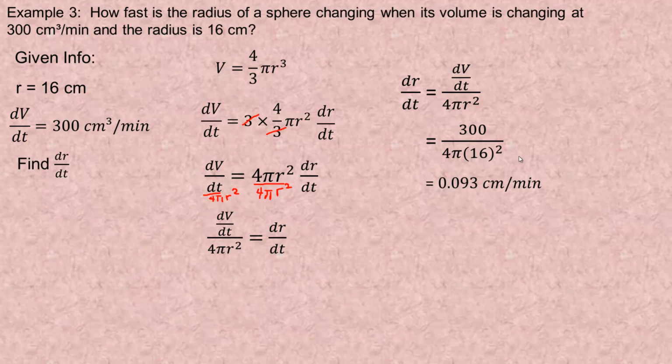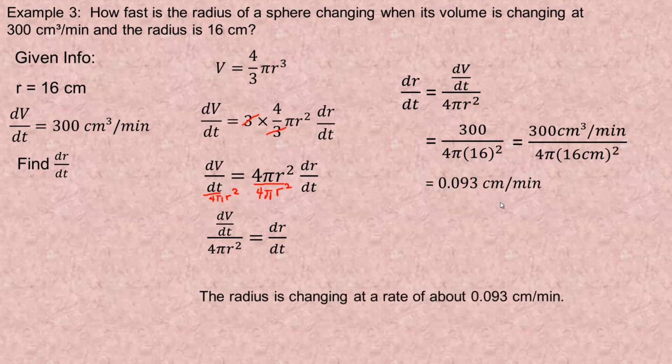Now again, units, why is it centimeters per minute? If you see, the 300 was cubic centimeters per minute, and the 16 is actually centimeters. So if you square that, that'll be centimeters squared. So those centimeters squared will divide into the centimeters cubed up here, leaving just a centimeter per minute. So that's why the units are centimeters per minute. So the radius is changing at a rate of 0.093 centimeters per minute.